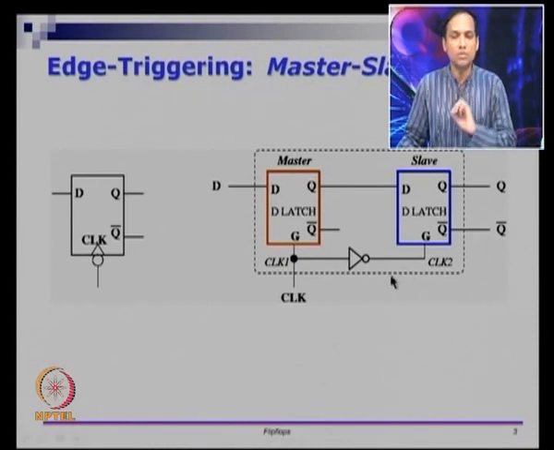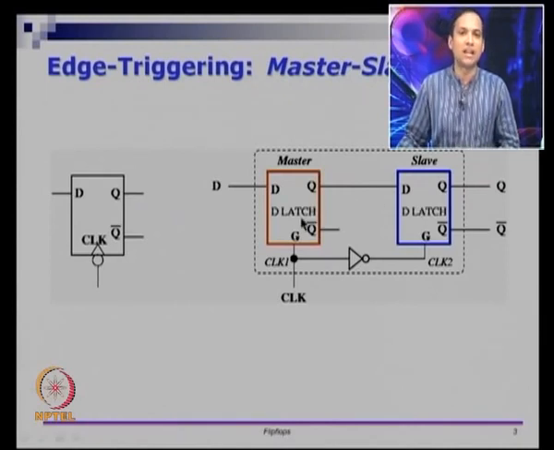So, the most important thing that we have done is we have taken CLK, we have given it directly to one of the enables, we will call that CLK1. To the other latch, the enable is the negation of the CLK. So, CLK2 is the negation of CLK and CLK1 is CLK directly. So, in some sense, if this latch is enabled, the slave latch is disabled. At any point of time, there is only one latch which is enabled, the other latch is disabled.